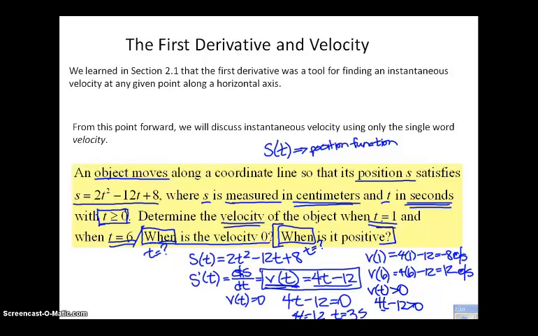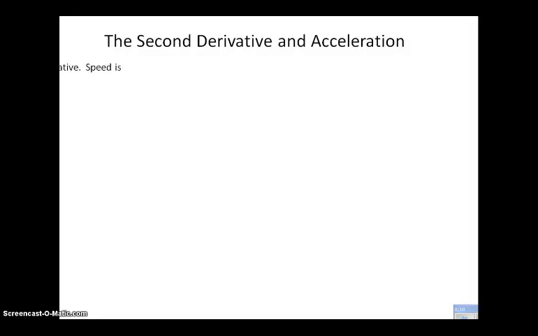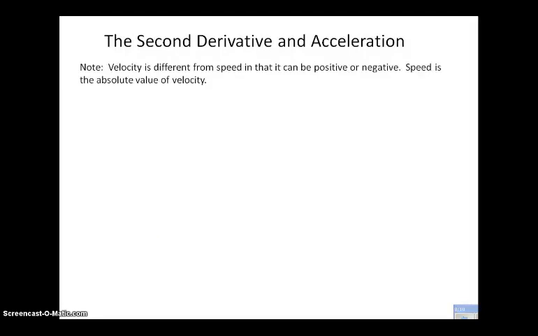So from the work that we did over here, when it equals 0, we know that the velocity is going to be positive for any t-values beyond 3 seconds. All right, so the second derivative of the position function would give us acceleration.